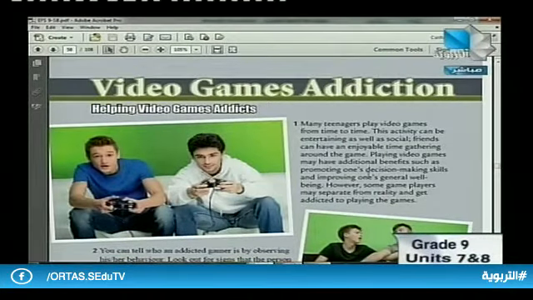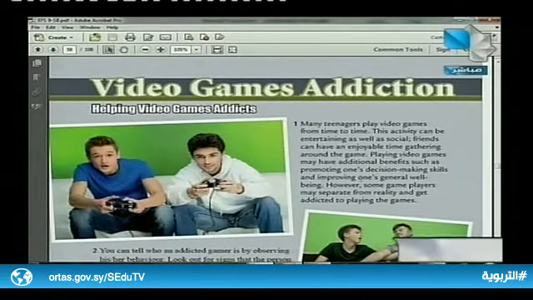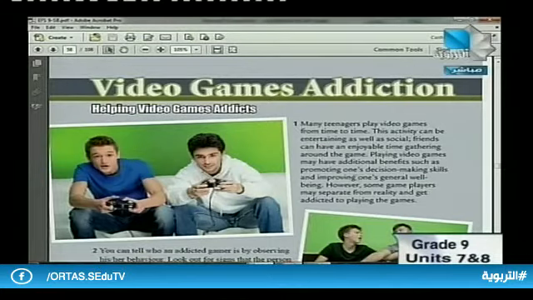Now, at the same time, some game players may separate from reality. Why? Because they spend more hours on playing computer games, so their social relationship with people around them will be limited, because they spend most of their day playing or watching computer games. That's why their time will run out and they cannot do something else. You mean they live in virtual reality and forget everything about the real world. So that's why we say sometimes they may separate from reality and get addicted to playing the games.